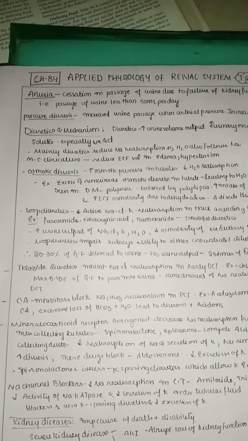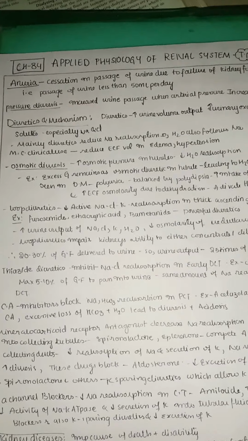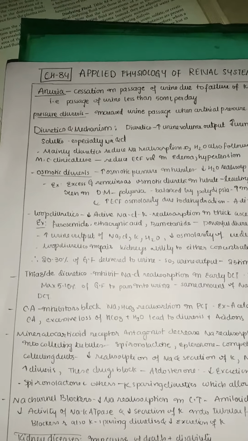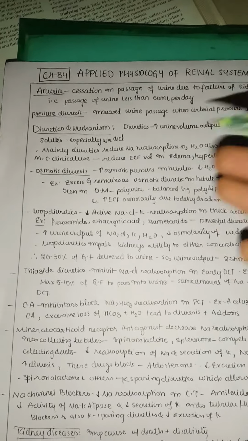We are in our last lesson, that is chapter 84 from our guidance, the applied physiology of the renal system. So first we need to see some glossary terms and understand how they are associated with the topic today.